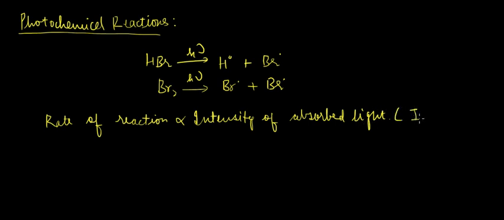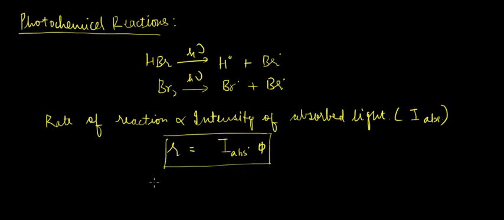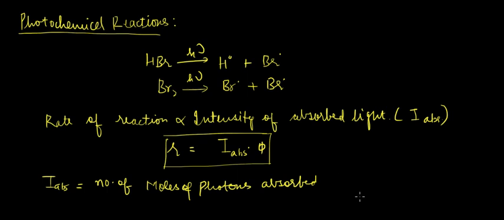Which is denoted by I_abs, intensity of absorbed light. So rate is equal to I_abs times φ, where φ is the quantum yield. There is no unit for this quantity. So I_abs is the number of moles of photons absorbed per unit volume per unit time.